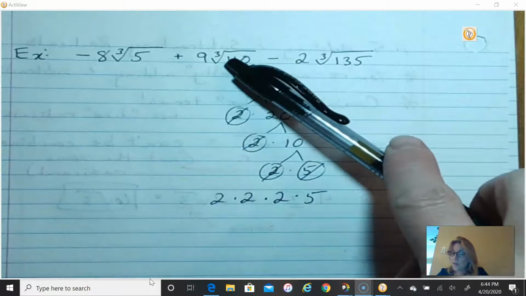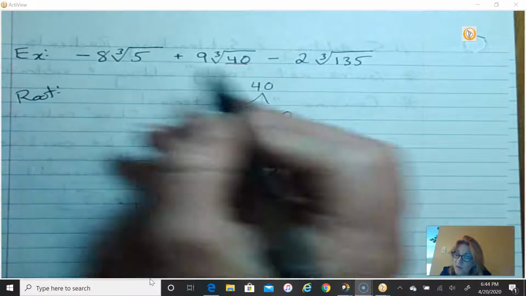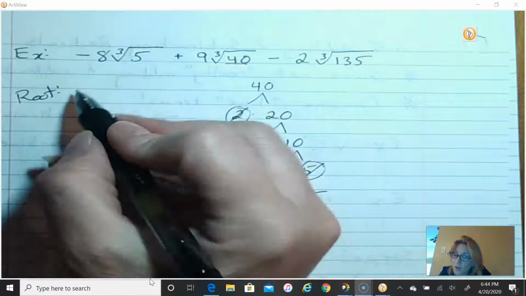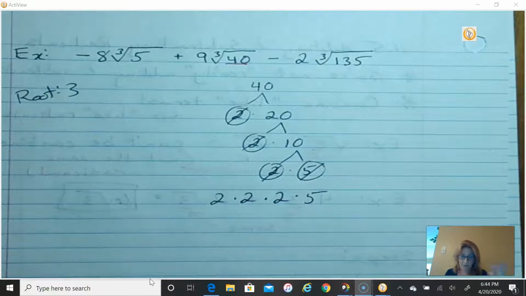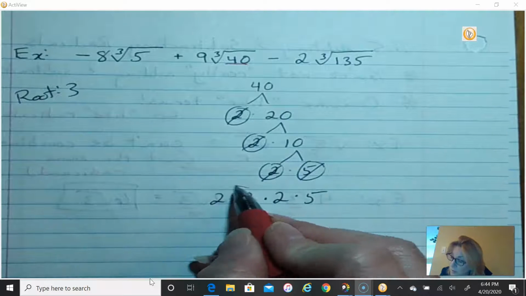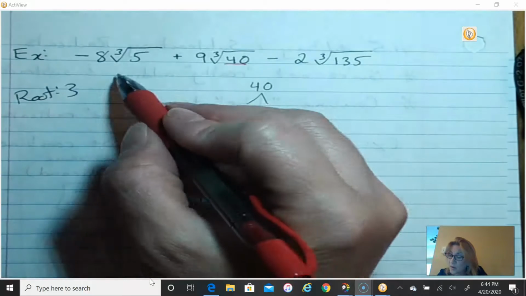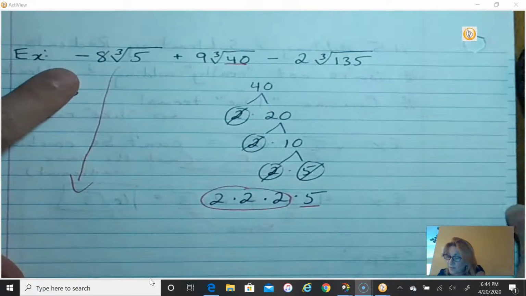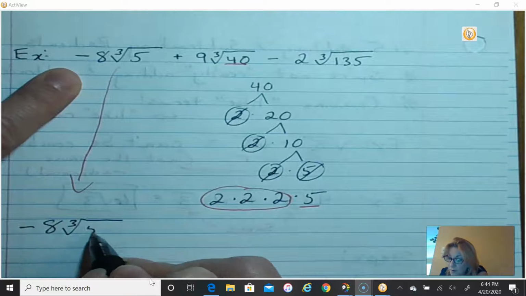Okay, what's my cube root? That's my cube root. What's my root? It's 3. Notice they're all the same because you can't combine when they're all those other weird things. Okay, so it's 3. So I'm going to come over here and circle my 3. That's my leftover. So I'm going to rewrite this down there: negative 8 times the cube root of 5.